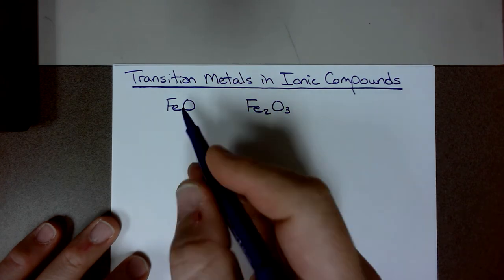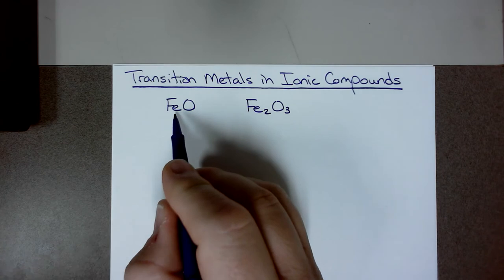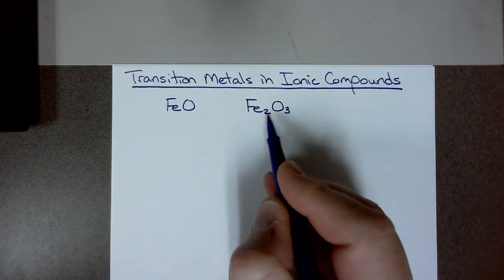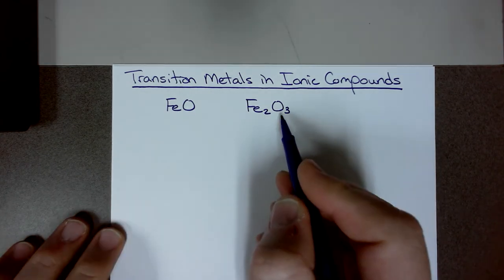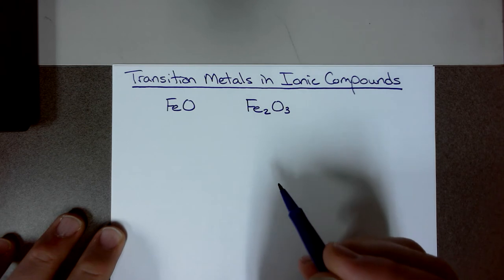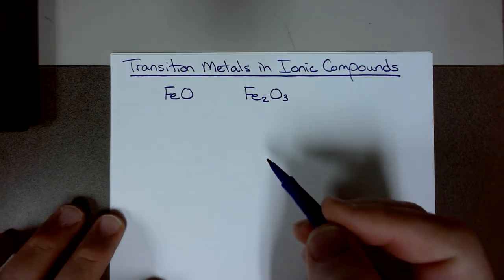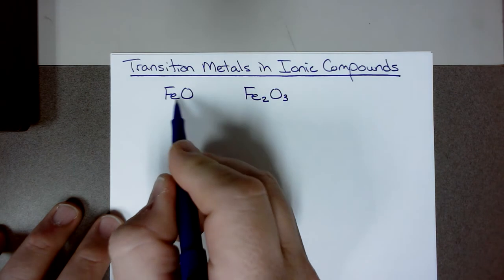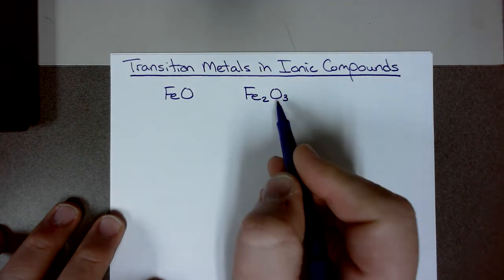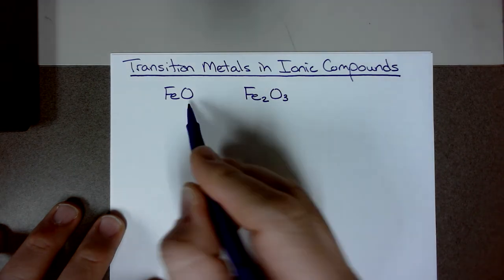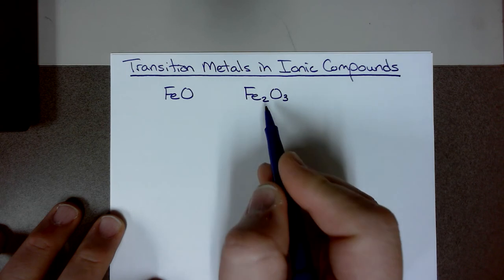In today's video, we will be discussing transition metals in ionic compounds. Now we see here we've got two compounds, FeO and Fe2O3. If you go by the rules that we have previously learned about ionic compounds, you would name this iron oxide, and this would also be named iron oxide. But we can't give the same name to what are obviously different compounds.